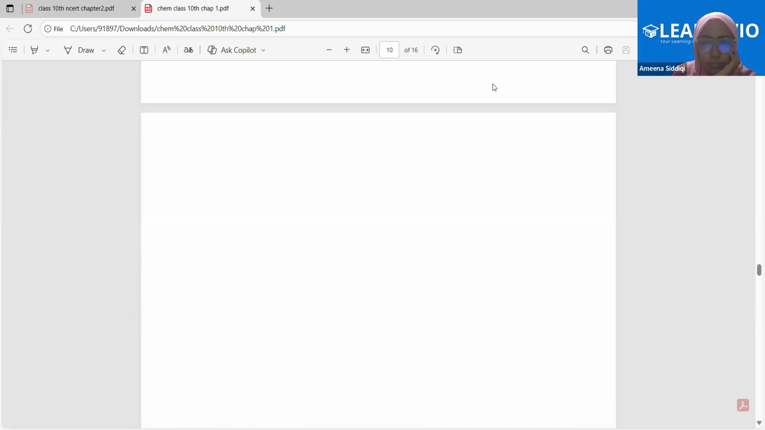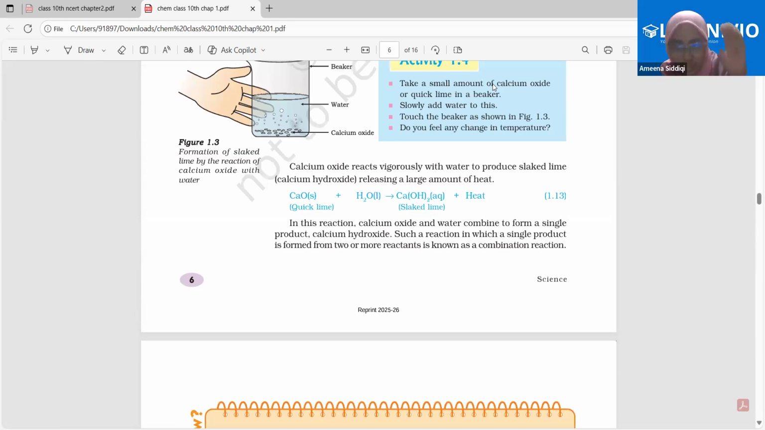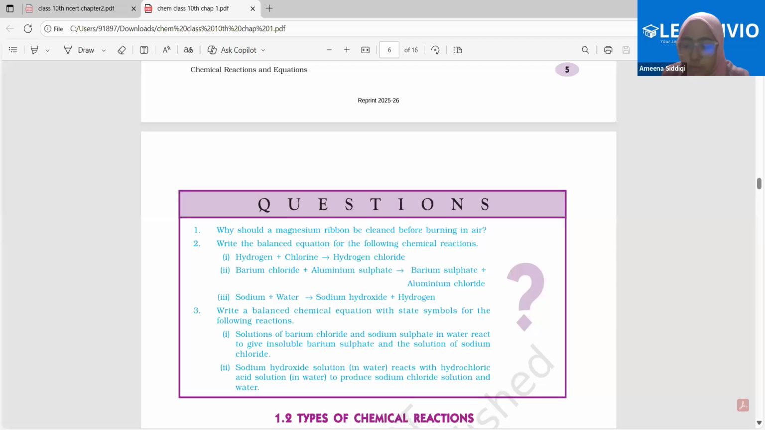So again, endothermic is energy in and exothermic is energy supplying. Overall, if the energy being supplied, that means given in, is more, it's endothermic. If the energy released, that means coming out, is more, it's exothermic. Okay, fine. Now, types of chemical reaction.